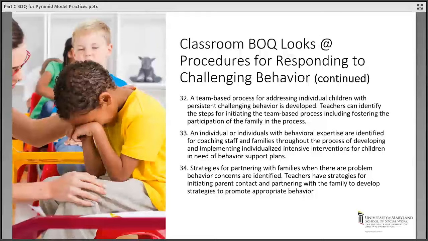That an individual or individuals with behavioral expertise are identified to not only coach staff, but to support that family and child directly. And that strategies for partnering with families when there is a problem have been identified and, as Margot said on the previous slide, are known to staff, so that there's a clear pathway to how to bring up and how to address concerning behaviors with families. And much of that is really around engaging families on positive things as well. So the first thing that they're hearing from you is not because something went bad. What is the protocol for reaching out to families and for planning with them?